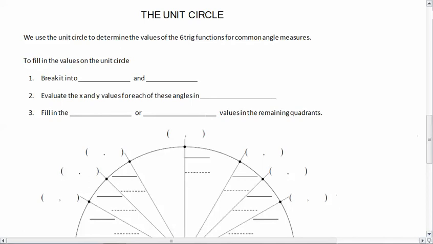So we use the unit circle to determine the values of the 6 trig functions for common angle measures. To fill in the unit circle, first, we just look at the top half. We're going to break that top half into 6ths and 4ths.